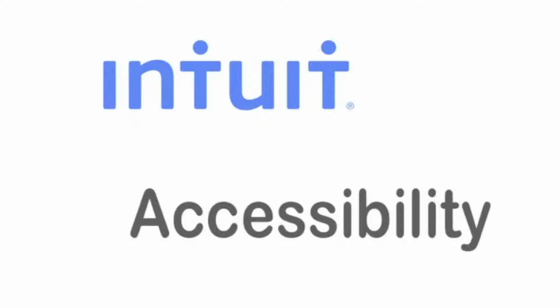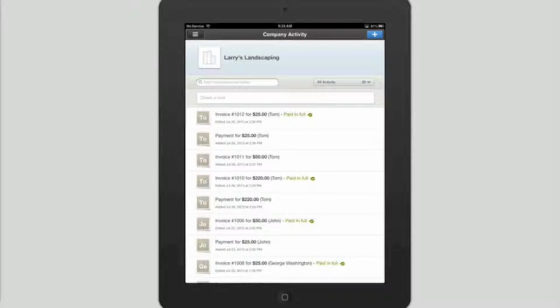This video will show you how to add a new vendor on QuickBooks for the iPad using VoiceOver. Starting from the top left corner with the navigation button, flick right 2 times until you hear the global add button and double tap to open the menu. Navigation. Company activity. Global add button.